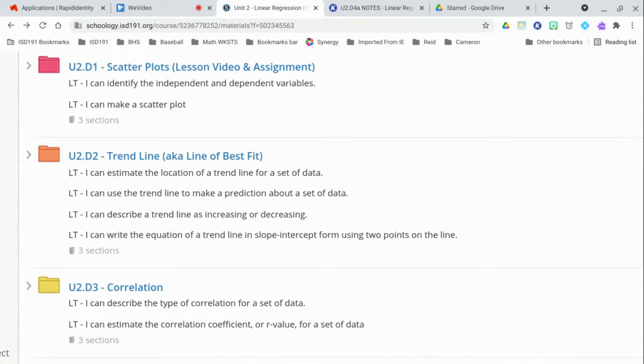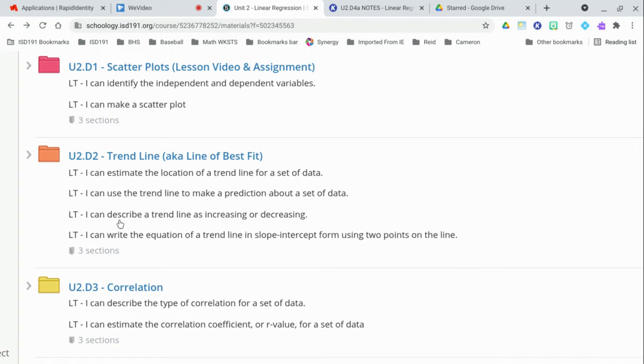So what we're going to do is take some real life data and make a scatter plot of the data. We're going to identify the variables. Then we're going to switch into trend line. We're going to draw the trend line or estimate that location. And we're going to use that trend line to make some predictions.